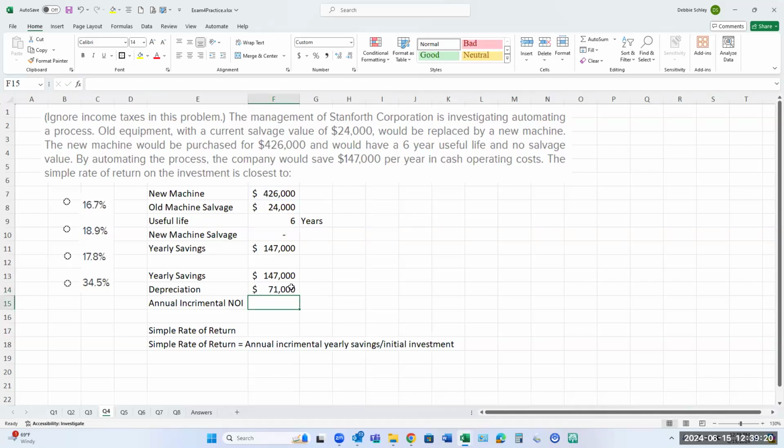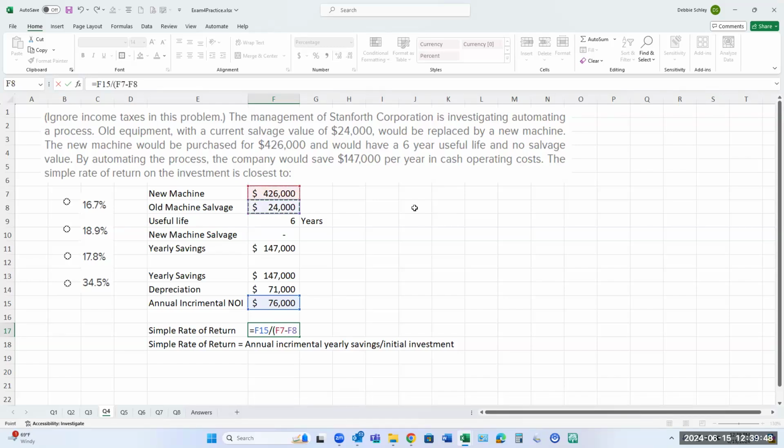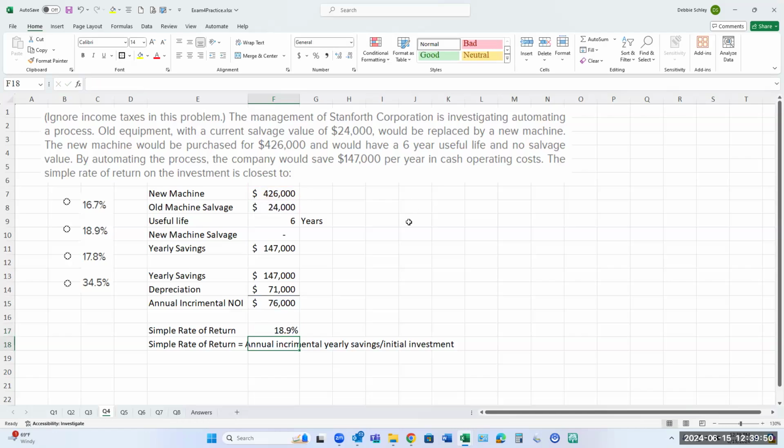So my depreciation every year is going to be $71,000. So I take my savings minus my depreciation to get my annual incremental net operating income, or yearly savings. Okay, so I'm going to take that yearly savings divided by the initial investment, which was the cost of the new machine minus the salvage value of the old machine. So my simple rate of return is 18.9%.